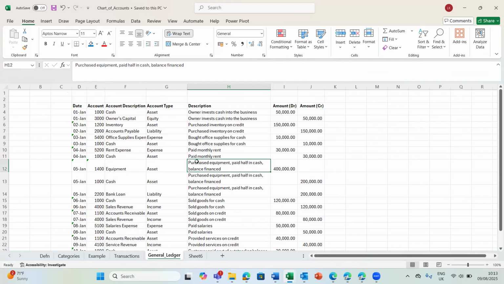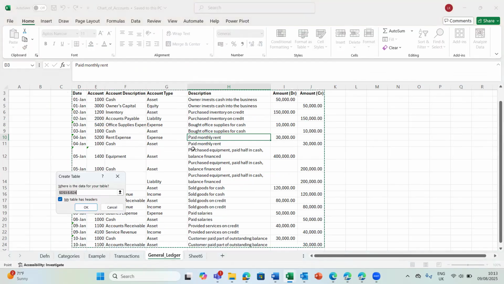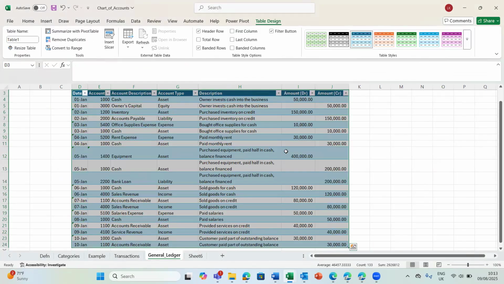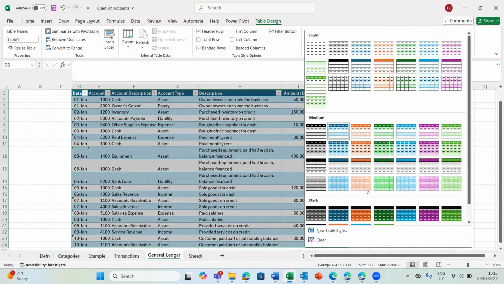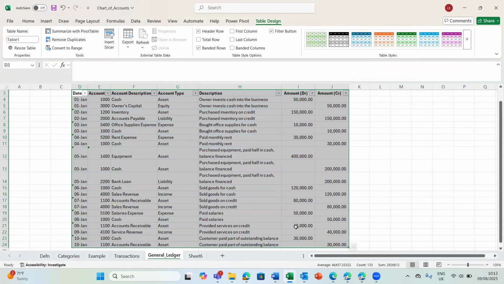So let's create a trial balance. How do you create a trial balance? There are so many ways. What I can do is convert this range of data into a table. So let me convert this into a table. Okay. So this is a table, right? And I'll say my table has headers. Let me remove the style there.